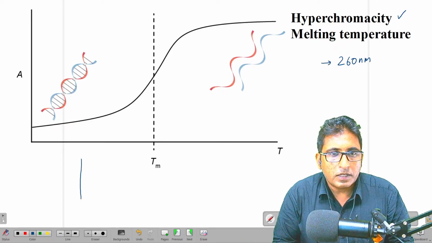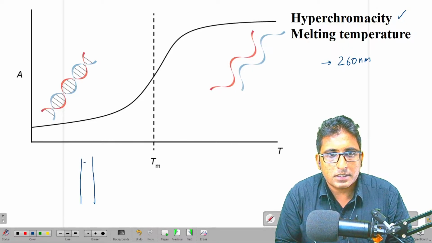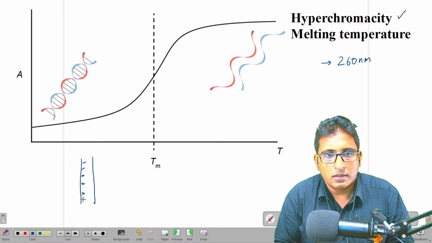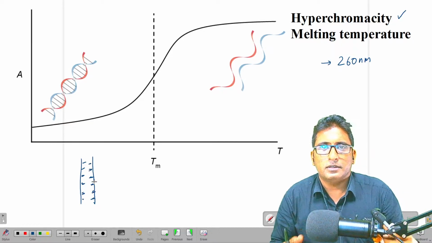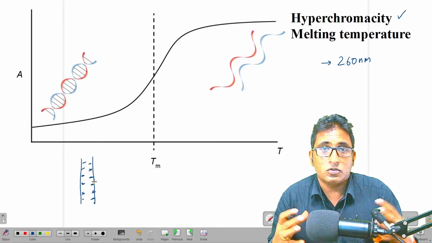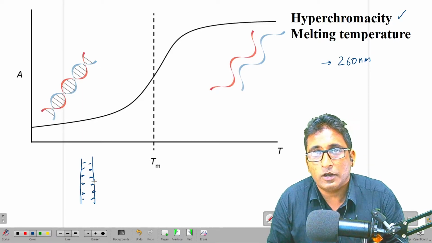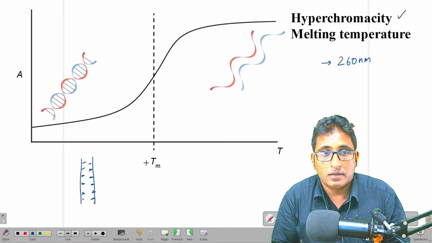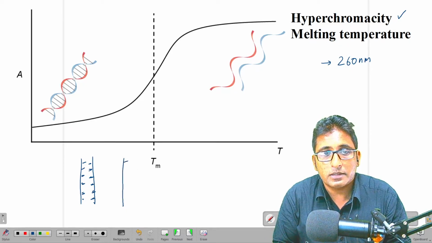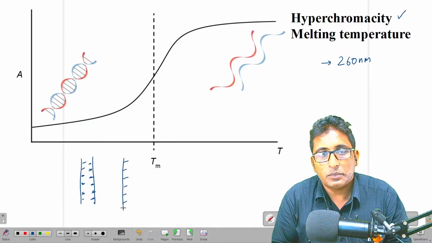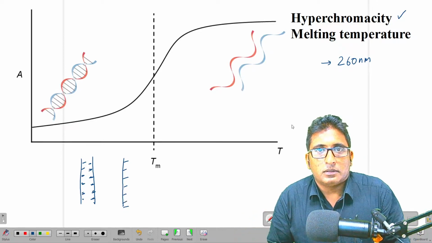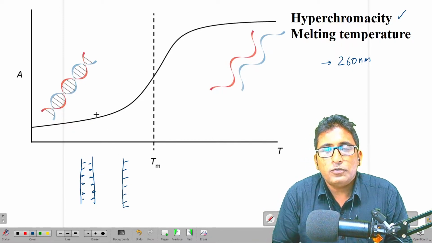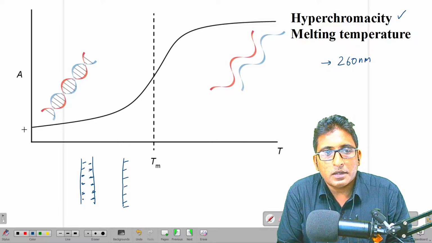In the case of double-stranded DNA, the bases are stacked something like this, in a pretty stable form, and they are not absorbing as much at 260 nanometers. Their absorbance at 260 nanometers is lesser compared to single-stranded DNA, for example, where the bases are much more available. So for a double-stranded DNA, the absorbance is likely to be somewhere around there, a little lesser.